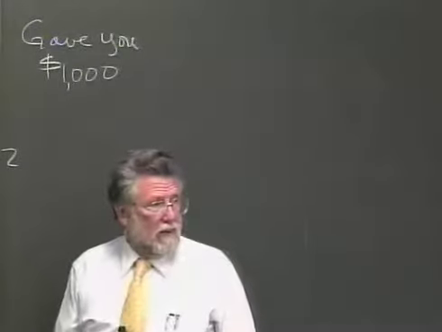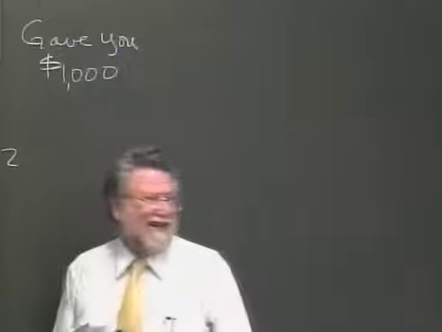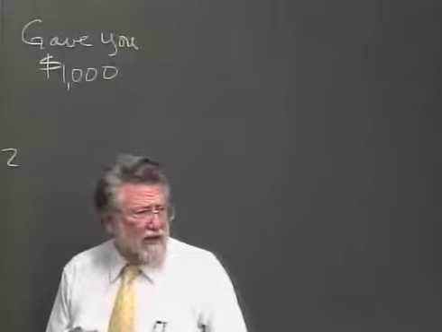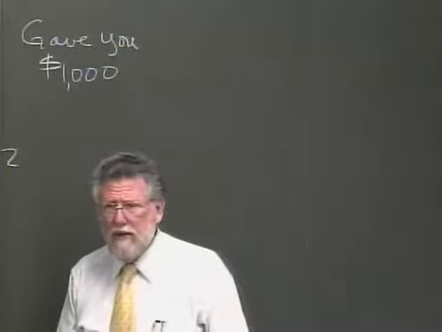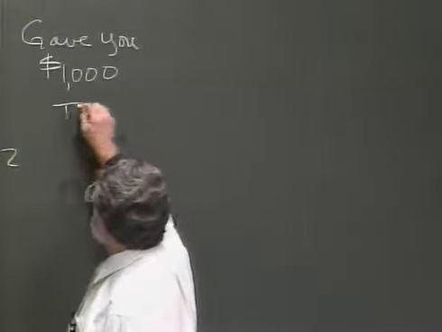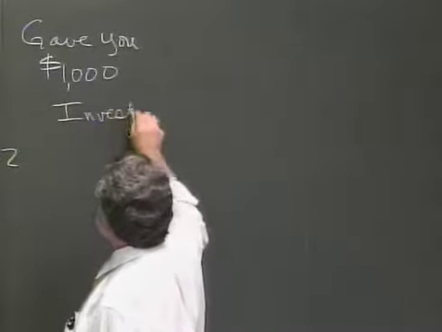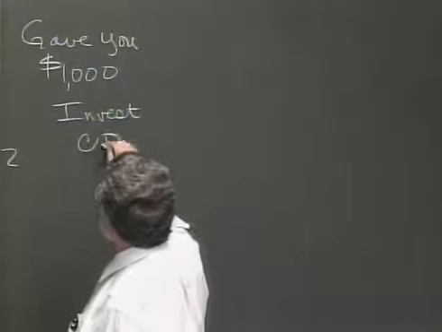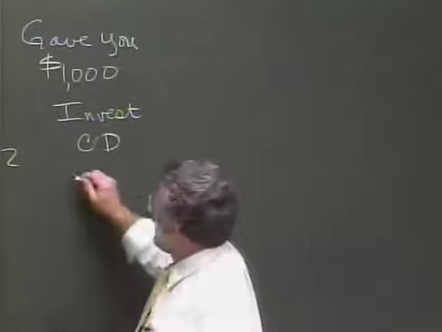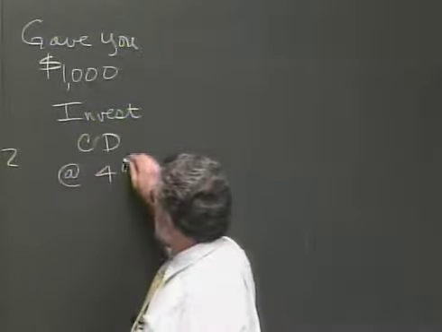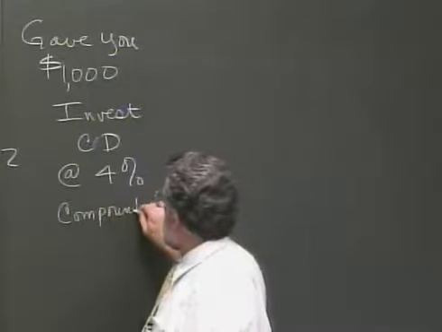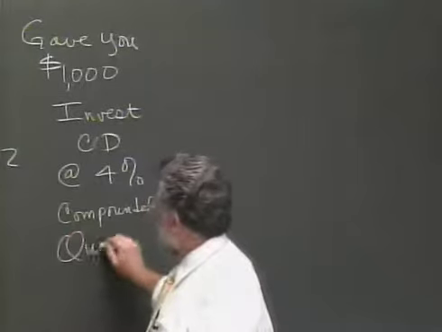Now you have a choice. Spend it or invest it. And one response is, spend it. How about invest it? I'm going to put it into a certificate of deposit that's going to get 4%. So I'm going to invest in a CD. This is not the CD you listen to. This is the CD you invest in, a certificate of deposit, at 4% interest, compounded quarterly.